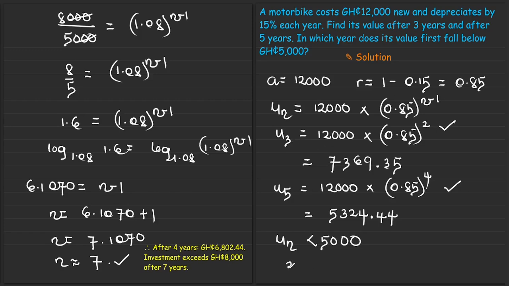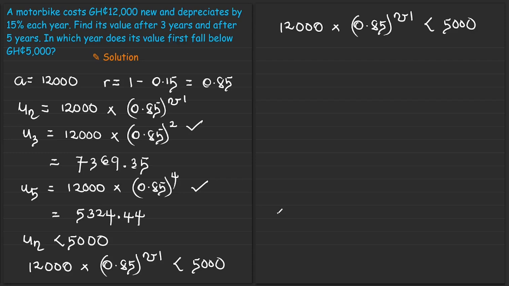So we want 12,000 times 0.85 all to the power n minus 1 to be below 5,000. So this is what we want to solve for, and then find n. Solving for our n is all about making n the subject. So just as we did for the previous one, we are just going to divide.